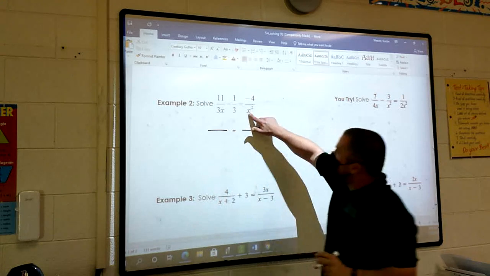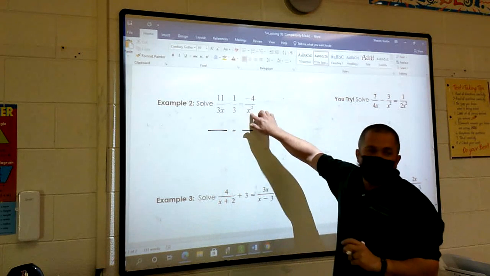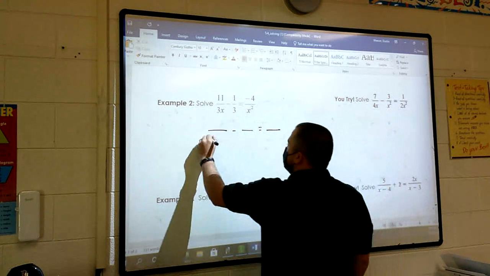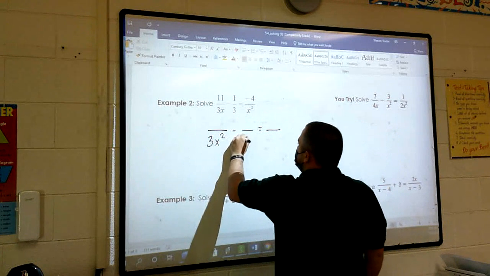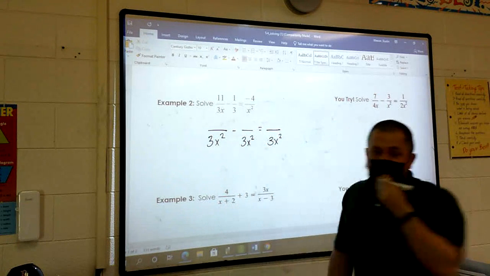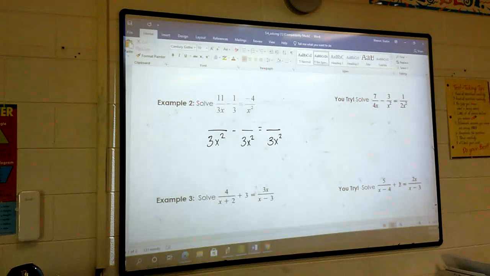If you notice, we have an x squared and an x. We have to take the x squared, and we also have a 3. So 3x squared is going to be our least common denominator. You have to take the highest exponent you have, and then you have to take the number as well. So we have 3x squared as our least common denominator.